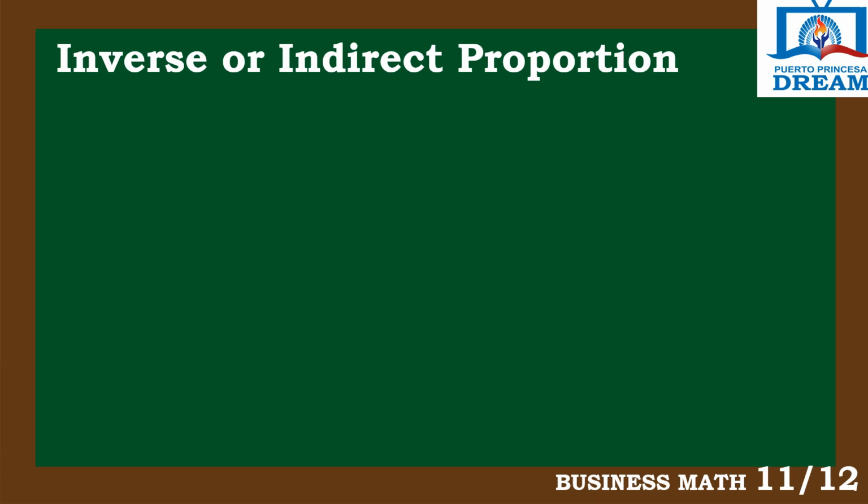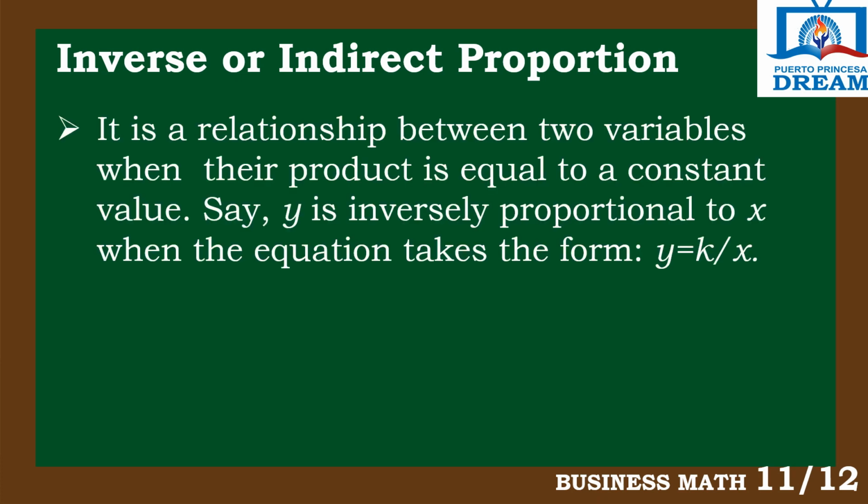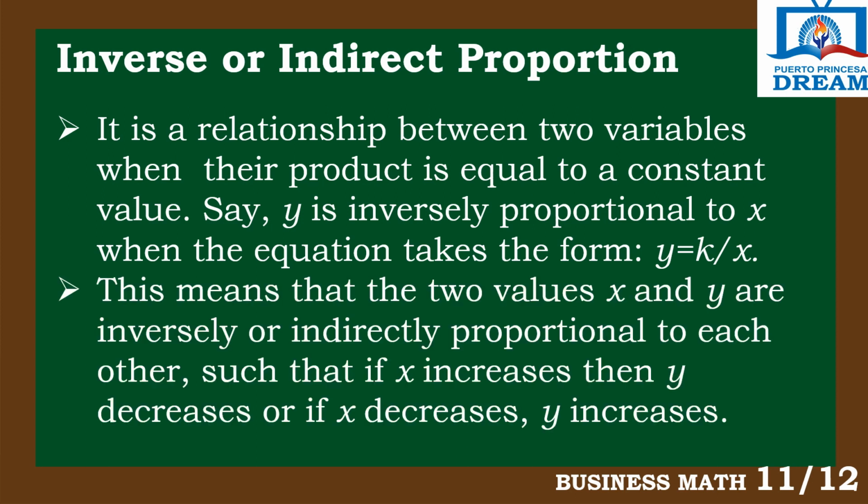Next, we have inverse or indirect proportion. It is a relationship between two variables when their product is equal to a constant value. Say y is inversely proportional to x when the equation takes the form y is equal to k over x. This means that the two values x and y are inversely or indirectly proportional to each other, such that if x increases, then y decreases, or if x decreases, y increases.